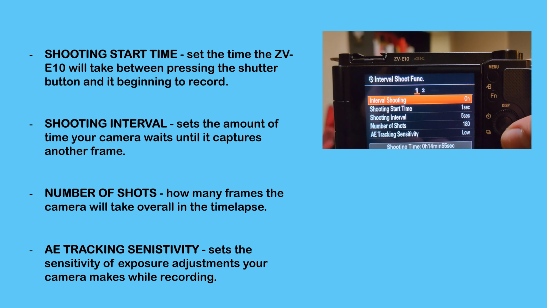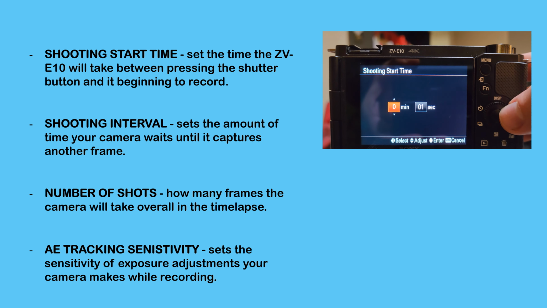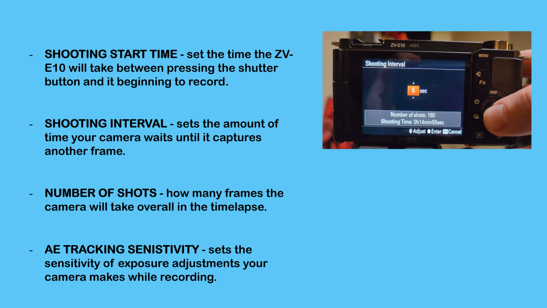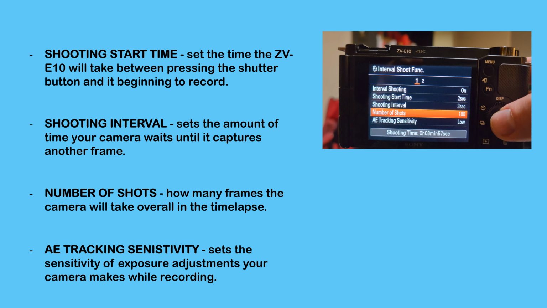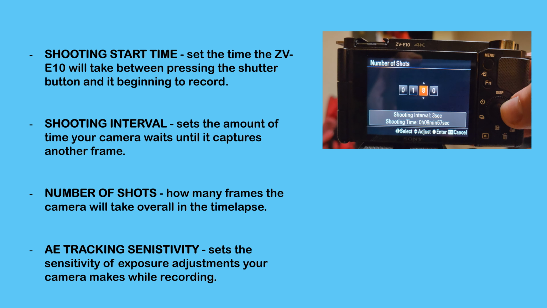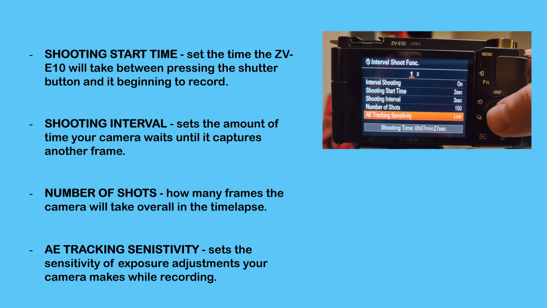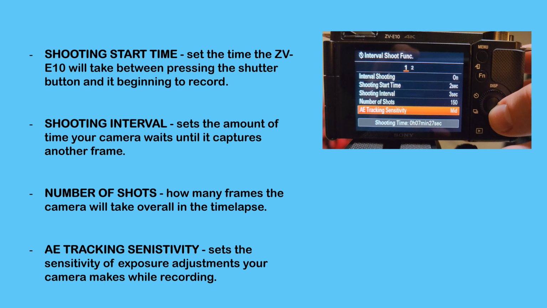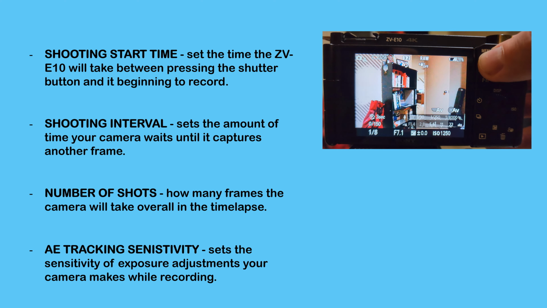Now adjust the following settings to achieve the desired length and speed of your time-lapse video. The Shooting Start Time menu item will allow you to set the time the ZV-E10 will take between you pressing the shutter button and it beginning to record images. Shooting Interval will set the amount of time your camera waits until it takes another frame. Number of shots is how many frames the camera will take in the time-lapse. The more frames, the longer the video.